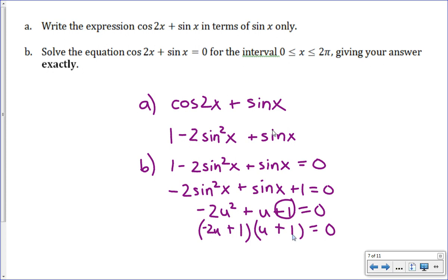And since I want it to be a positive u, I'm going to try switching these signs. I'm going to make this one plus and this one minus. And then indeed, all of the terms work out. So this must be the correctly factored version.